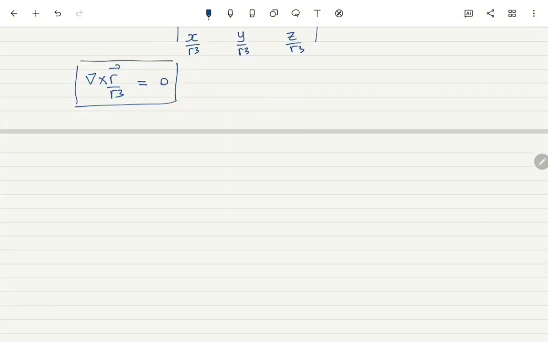Now, let's define another important theorem, which is called Stokes' theorem. Stokes' theorem states that the integration over the surface of curl f dot d area is equal to the closed integration of f dot dl. Unlike Gauss's divergence theorem, where we convert area to volume, here we can convert length into area using Stokes' theorem.